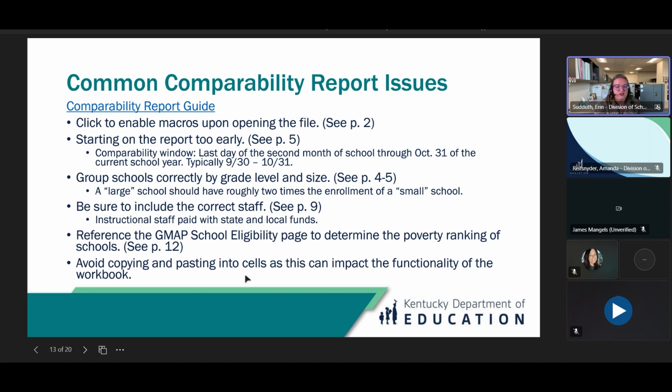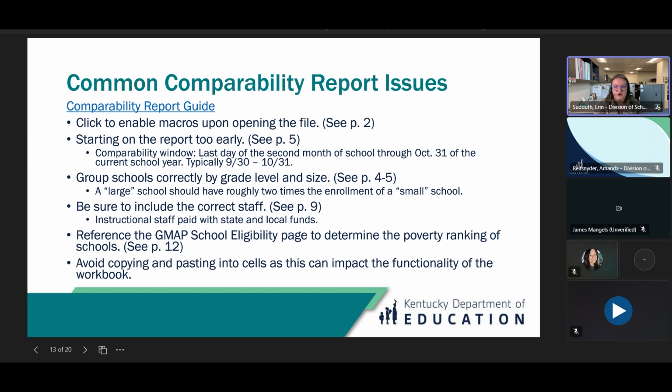And this is a new issue that I first saw last year. So avoid copying and pasting from files other than Excel. For example, I know a lot of our districts use Google Sheets. So this can sometimes impact the functionality of the workbook. Sometimes it overwrites those behind the scenes formulas that we can't see.